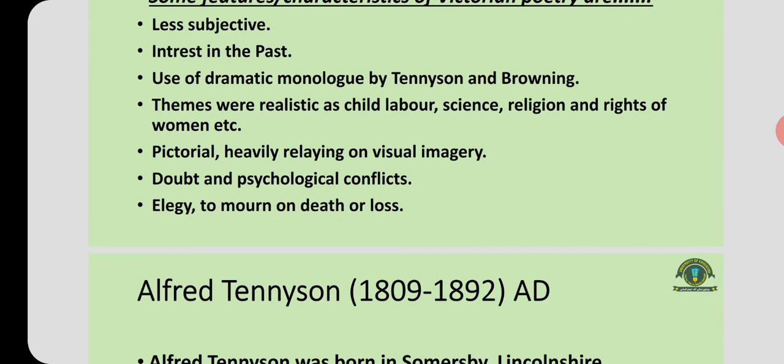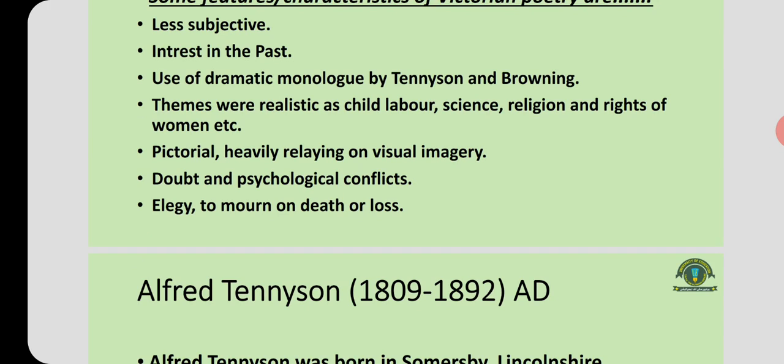There is always a pictorial depiction. The Victorian poets heavily rely on visual imagery, meaning things which are created through words in the eyes of the readers. While reading Victorian poetry, the reader could enjoy different types of scenery going through his or her mind by reading those words.